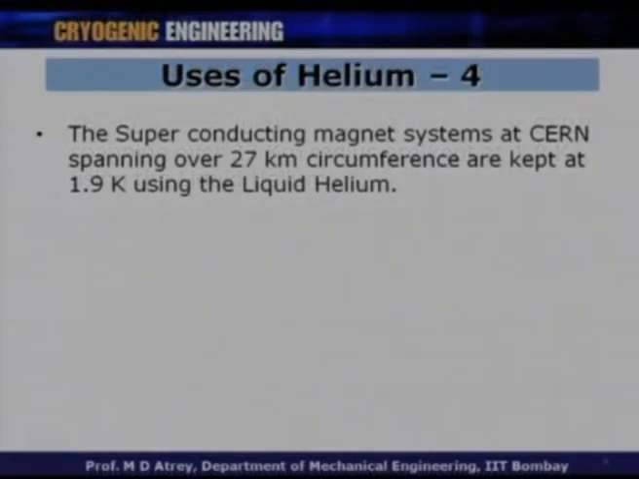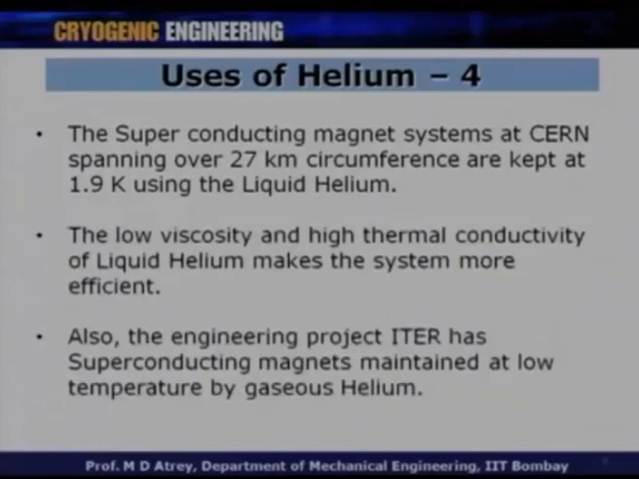The superconducting magnet system at CERN, where Large Hadron Collider LHC experiments are being conducted. This magnet system spans over 27 km circumference, and the magnets are kept at around 1.8 Kelvin to 1.9 Kelvin using liquid helium, that is basically superfluid helium or helium-2. And because of its high conductivity, it gives the best heat transfer at those places. It cools the magnet most effectively. The low viscosity and high thermal conductivity of liquid helium make the system more efficient.